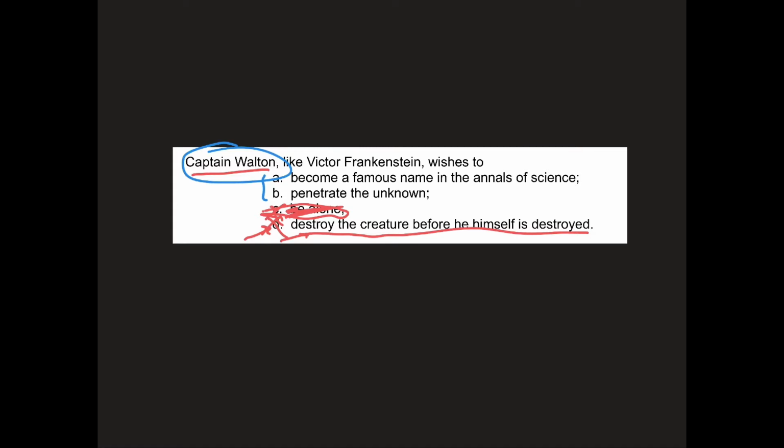He does talk about being known as a benefactor of mankind, so he's broadened it way beyond science. Both of them, however, do express this desire to be in a place where no one else has set foot, to penetrate into the unknown regions of the pole, to penetrate into the unknown regions of creation. So B becomes our better choice. We eliminated C and D, and we saw A as a little bit questionable for both men being true. So let's look at our next question.